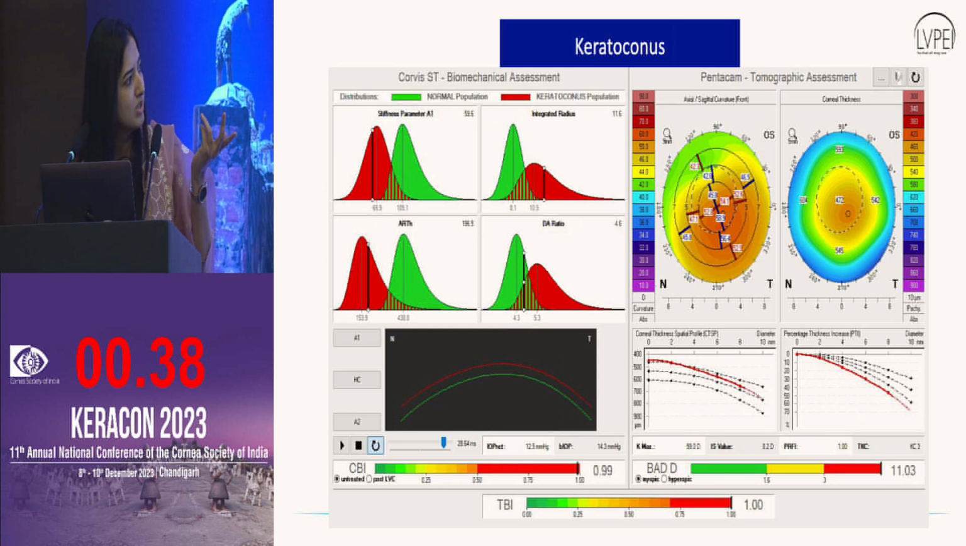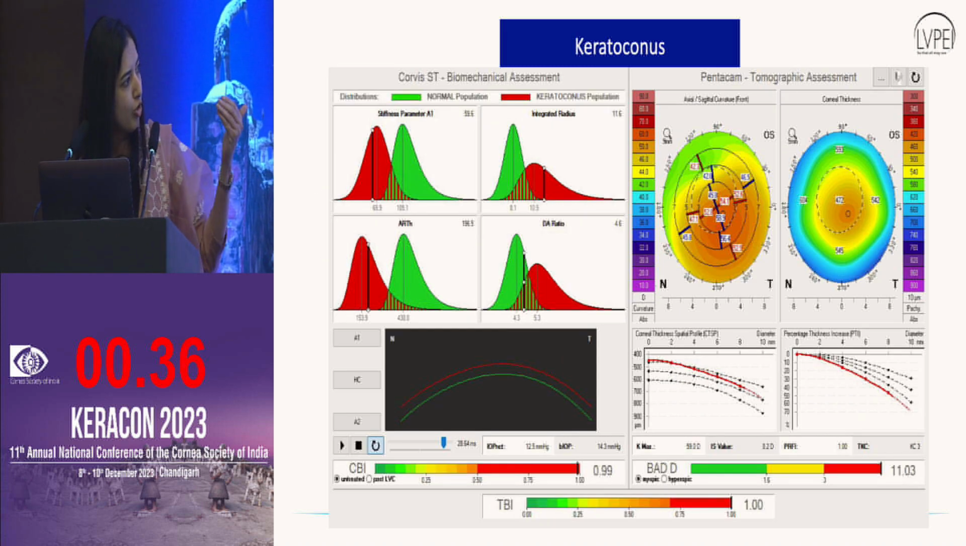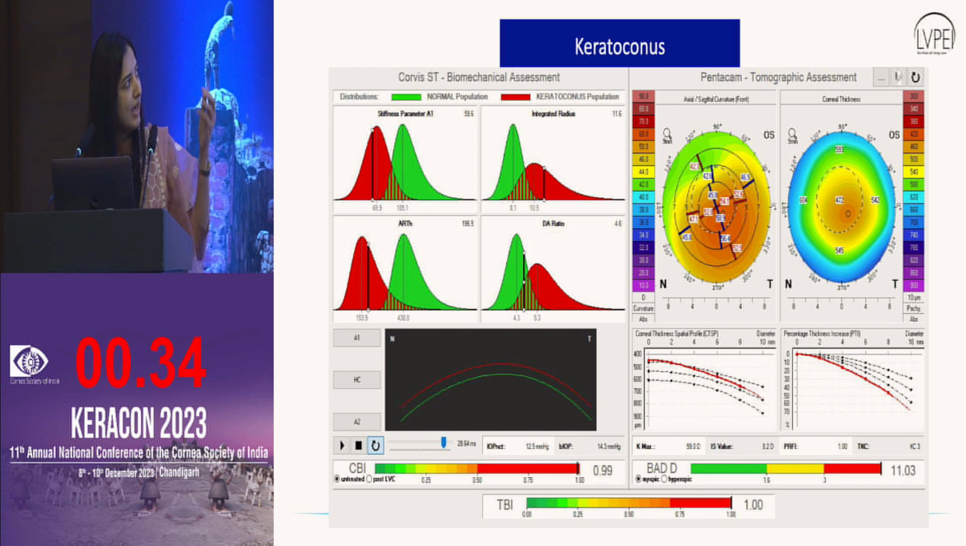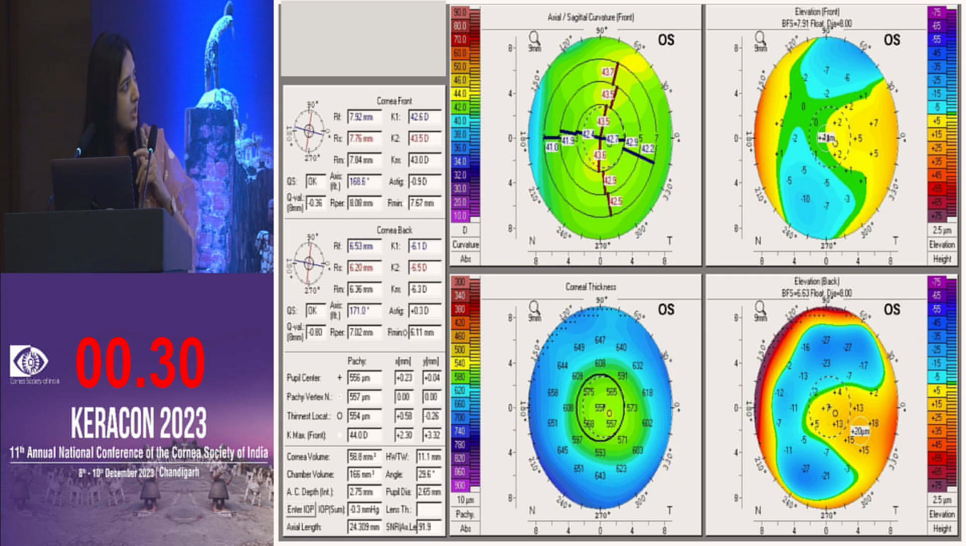Versus in keratoconus, like we see the TBI and the CBI are all more towards the red zone, and if you look at the patient data with that black line, it all goes in the red curves. It can sometimes be used in doubtful cases.